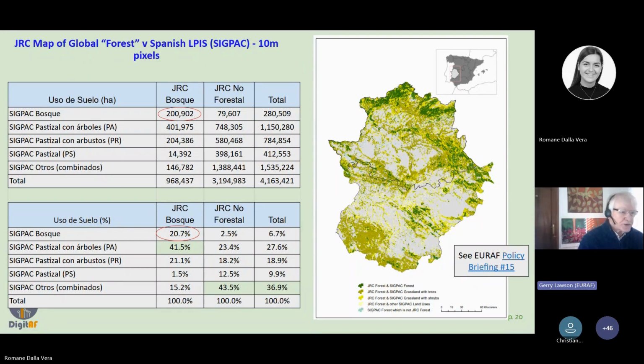So we have 200,000 hectares of forest in the LPIS, in the TLAC system, whereas the Joint Research Centre says that there's almost 1 million hectares. This is a cause of major error that we've got to eliminate soon.